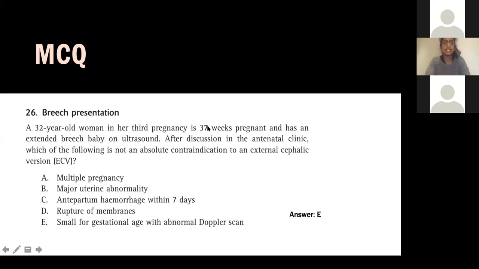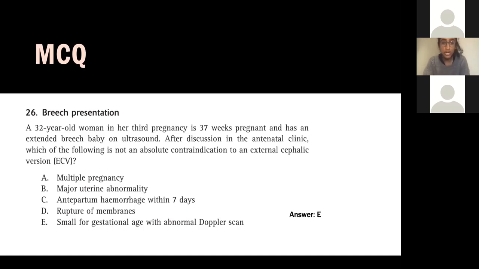Basically, the way to think about contraindications for ECV is for the procedure to be successful. ECV is where you're using external force to turn the baby around to cephalic. For it to be successful, there needs to be enough space and enough fluid for the baby to turn around. So with multiple pregnancy, there's not going to be enough space and you're less likely to be successful, because there's less space for the babies to turn around.